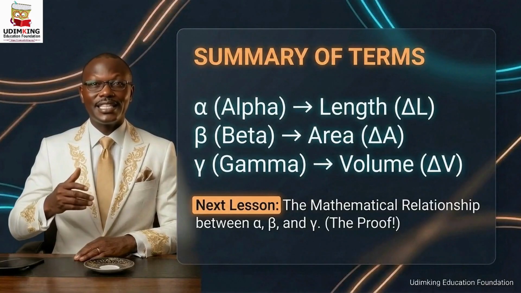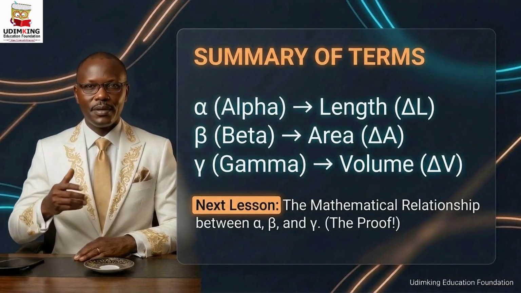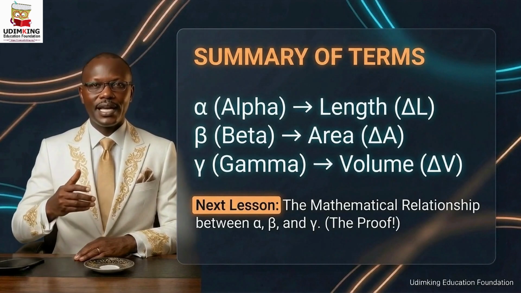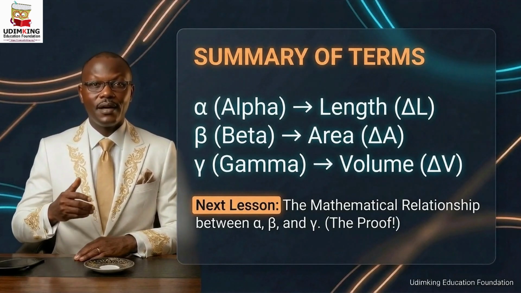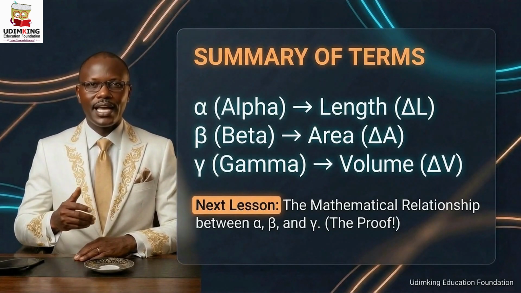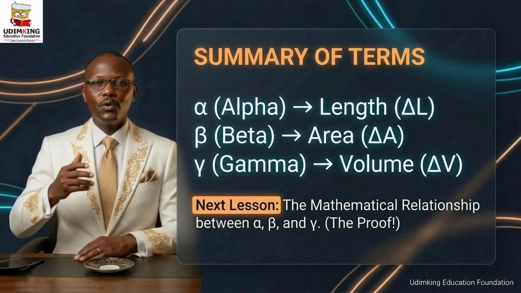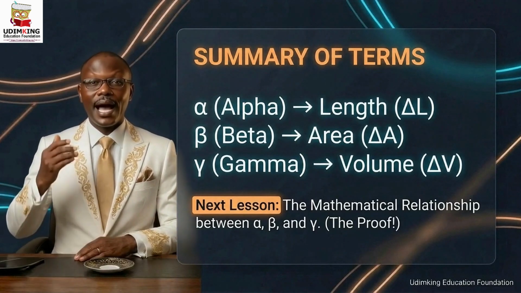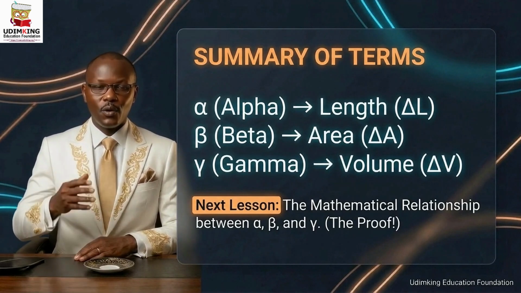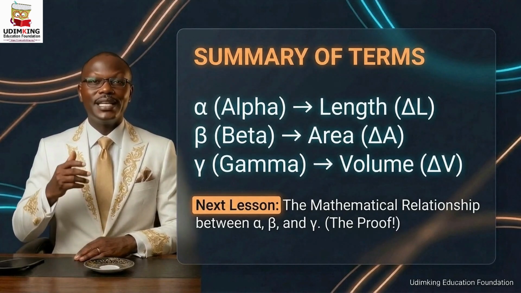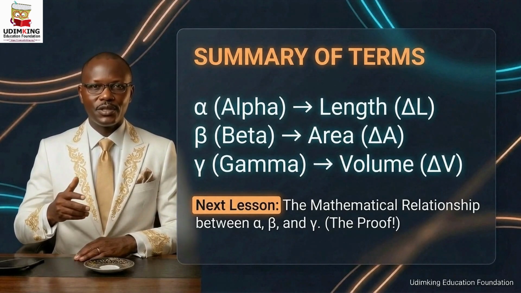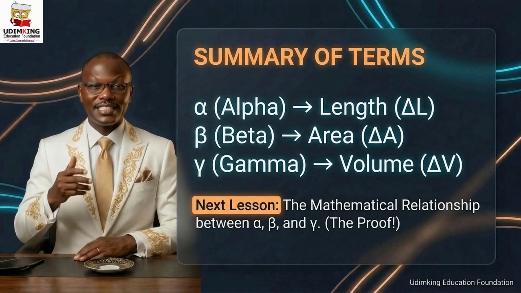Now, here is an exciting secret of thermal physics. Because area and volume are built directly from linear dimensions, alpha, beta, and gamma share a direct, elegant, mathematical relationship. How do we prove this arithmetic connection? And how can we use it to solve complex exam problems? We will establish and prove that relationship in our very next video.